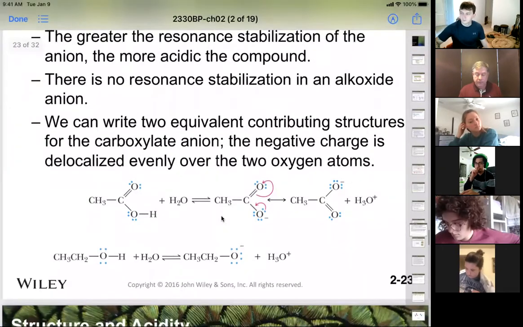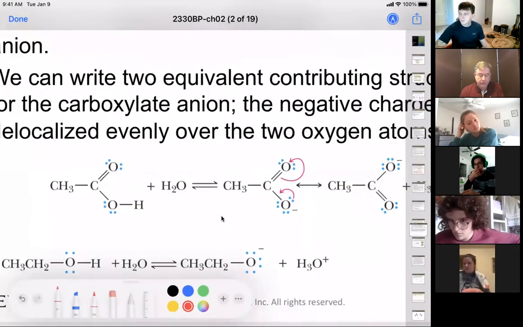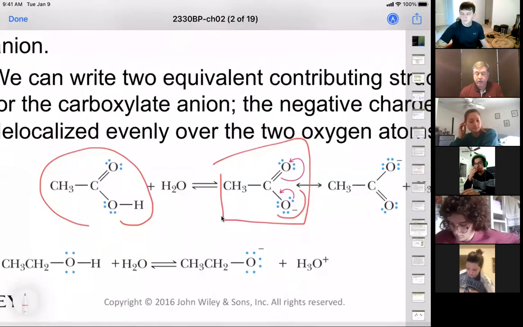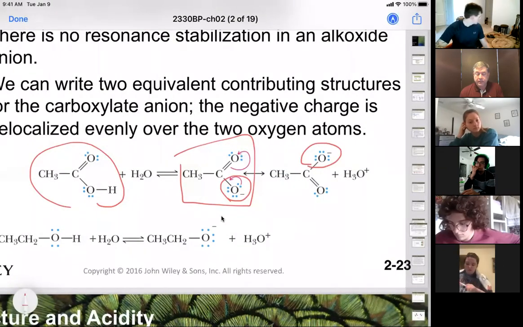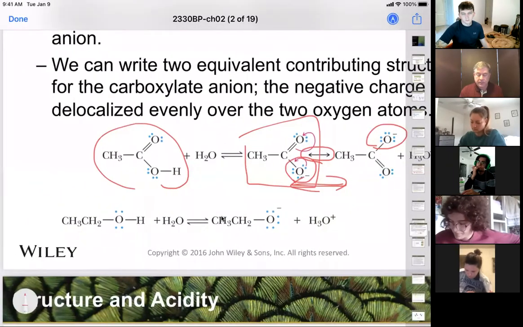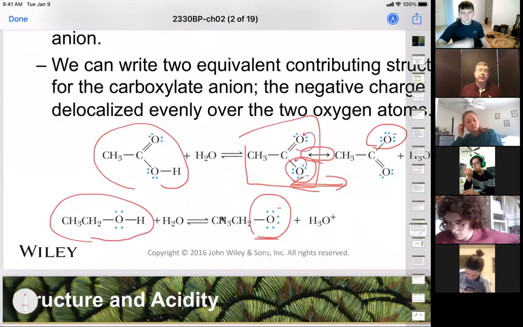So here's another drawing of that resonance stabilization. In the case of this, if we deprotonate right here, we can go to our first structure here, which has the anion on the lower carbon. In the second structure, it has the anion on the upper carbon. And notice this is going back and forth. This is not an equilibrium. This is just 2 equivalent Lewis dot structures, saying that the negative charge can be on either. If we try to draw that same Lewis dot configuration for ethanol here, we can't do it because we only have that 1 oxygen. And therefore that charge is trapped on that 1 oxygen, and therefore it's less acidic.